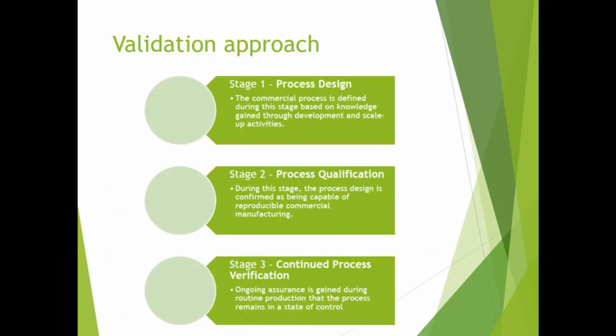The different stages involved in process validation would be, firstly, your process design. So the commercial manufacturing process is defined during your design stage. It's based on knowledge gained through your development and your scale-up activities. Stage 2 then is your process qualification. During this stage, the process design is evaluated to determine if the process is capable of reproducing commercial manufactured material. And finally, stage 3, continued process verification. So ongoing assurance is gained through routine production that the process remains in a state of control. And that's very important to ensure that your process is continually monitored throughout its life cycle.